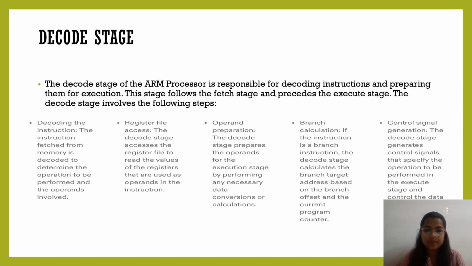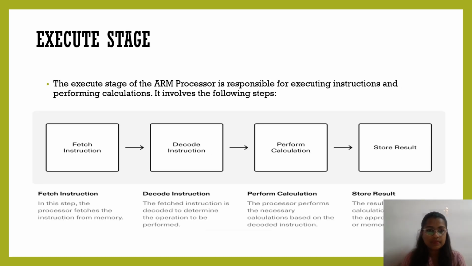Branch calculation: if the instruction is a branch instruction, the decode stage calculates the branch target address based on the branch offset and the current program counter. Control signal generation: the decode stage generates control signals that specify the operation to be performed in the execute stage and they control the data.